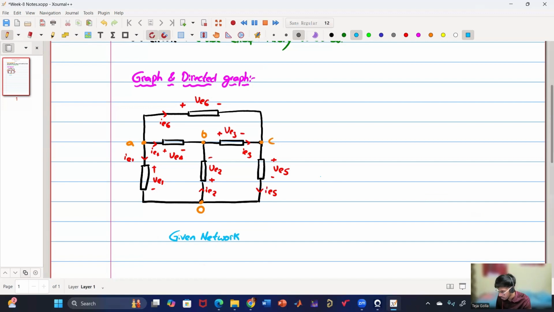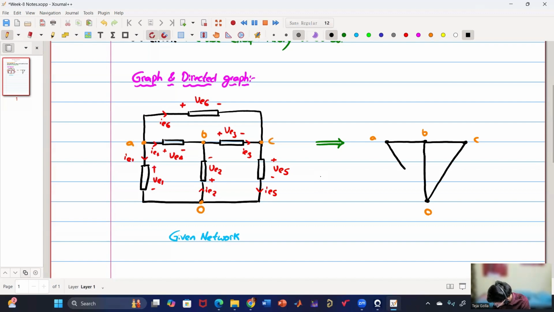Yes, sir. Okay. So now, how are we going to draw the graph? First we draw the nodes. We have A node, B node, C node, and O node. Now each branch will be represented just by a line. So A to B, there is one branch, so I'll draw one line. B to C, then B to O, then O to C, then A to O.